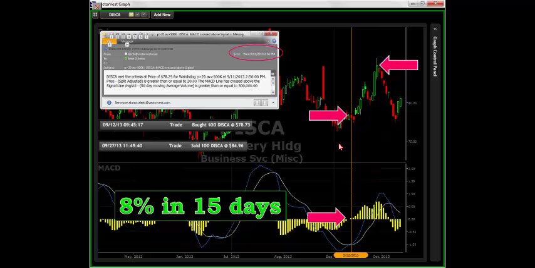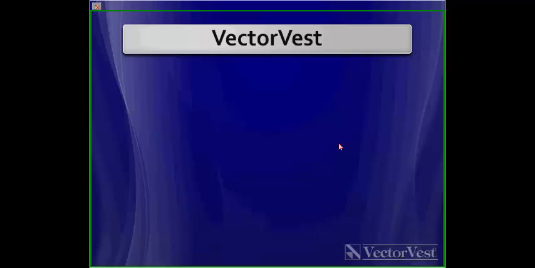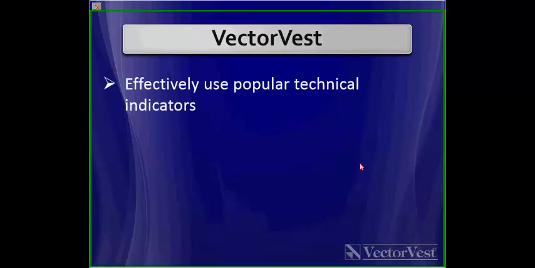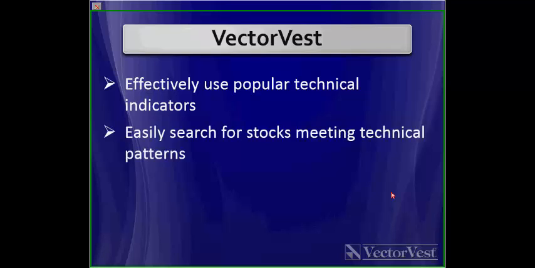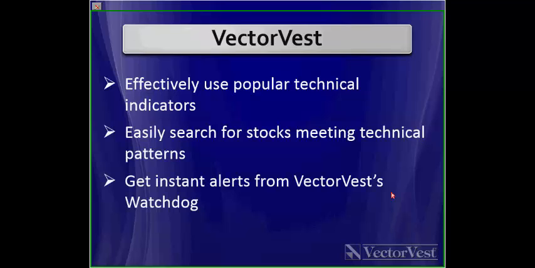So let's turn this back over there. There we go. All right. Now, you showed up today probably for a few different reasons. Number one, you wanted to learn how to effectively use popular technical indicators in your trading. You wanted to see how you could easily search for stocks meeting those technical patterns. And number three, you want to see how VectorVest can alert you of those possible trades.